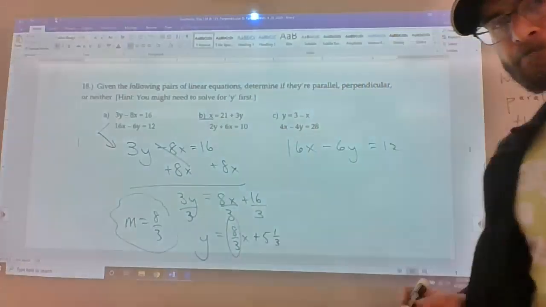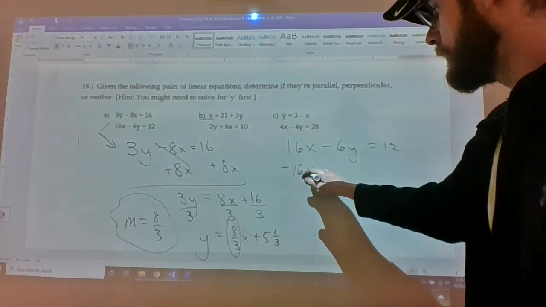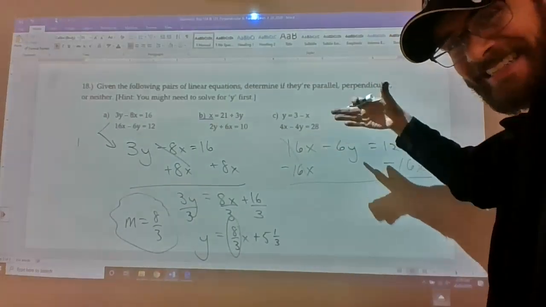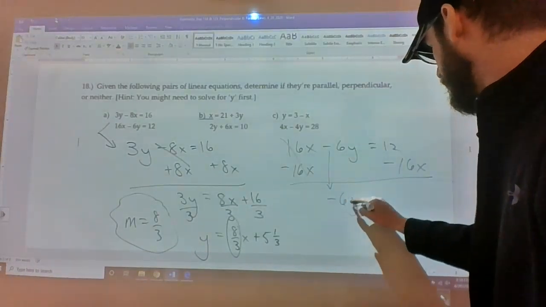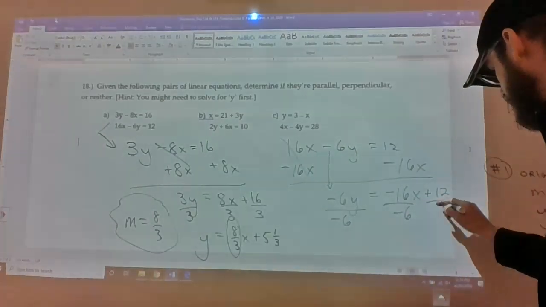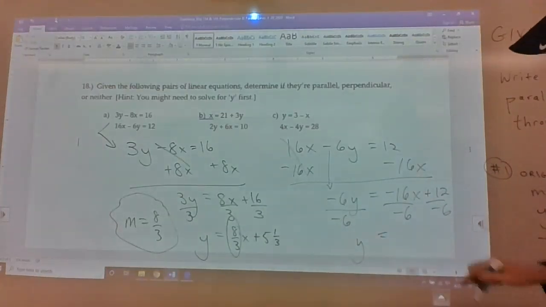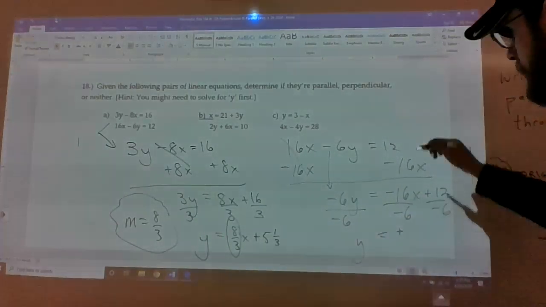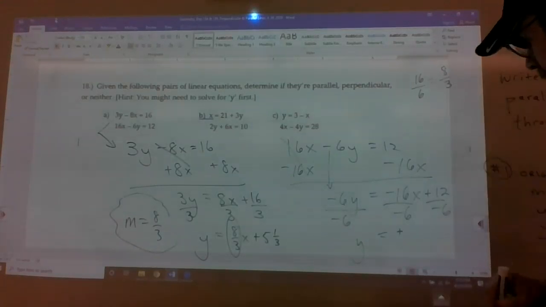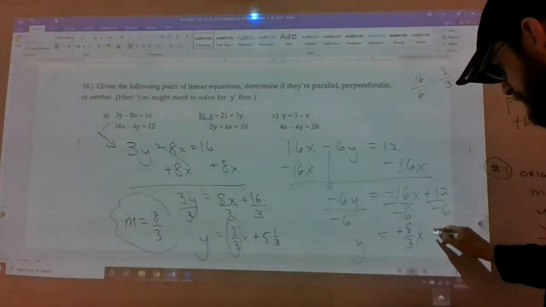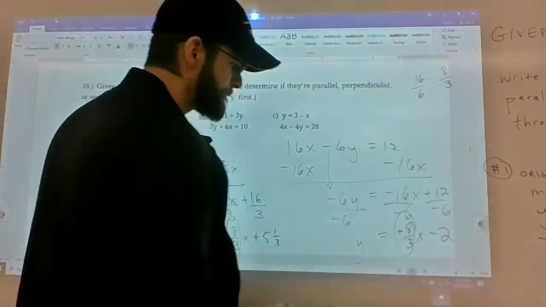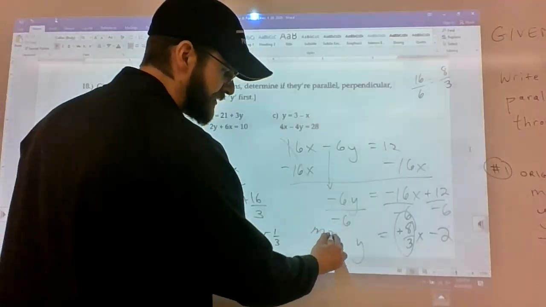Now let's find m for the other. Subtract the 16x from both sides. Make sure you carry the negative on the 6y down with it. Divide both sides by negative 6. y equals, let's see, negative 16 over 6 is going to be a positive slope. 16 divided by 6, they're both divisible by 2. Half of 16 is 8. Half of 6 is 3. So it's 8/3 x. And then this is minus 2. The only piece of info we're interested in on this is 8/3, which means the slope for this line is 8/3.